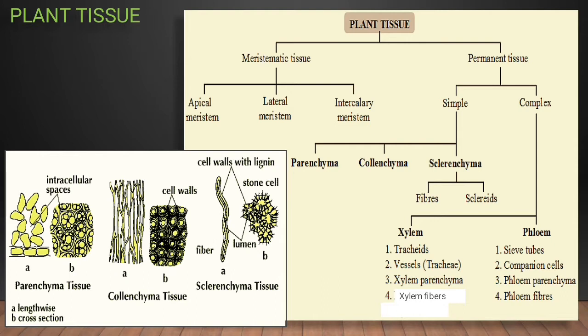Sclerenchyma. These are dead tissues, very hard and rigid in texture. Cells are thick-walled with various sizes and shapes. This provides mechanical support and rigidity to the plant.